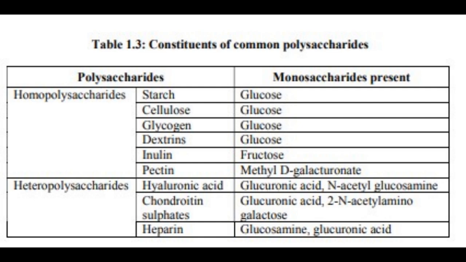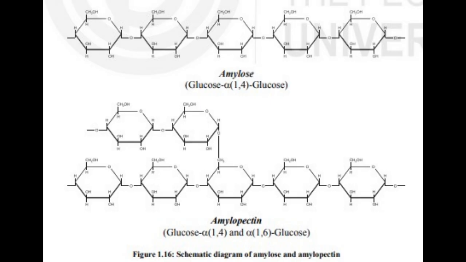Glucose units of the main chain are joined by alpha-1,4 glycosidic linkage, similar to amylose, and the glucose units at the branch are joined by alpha-1,6 glycosidic linkages to the main chain, figure 1.16. Amylopectin generally has about 3,000 to 6,000 glucose residues. Figure 1.16, schematic diagram of amylose and amylopectin.